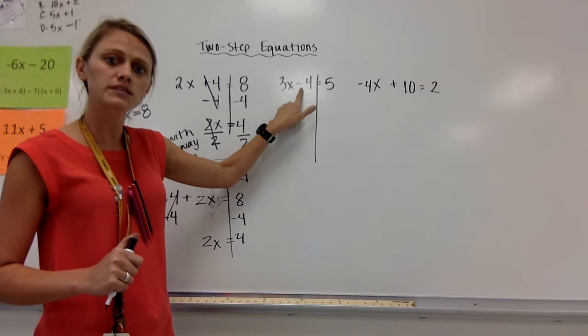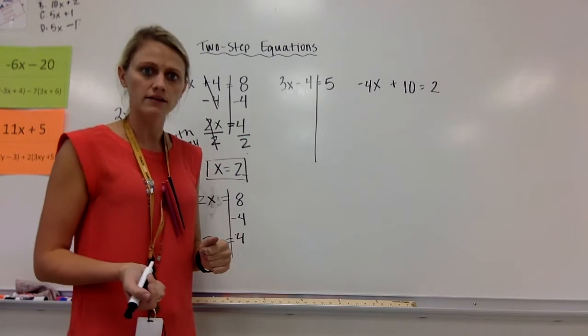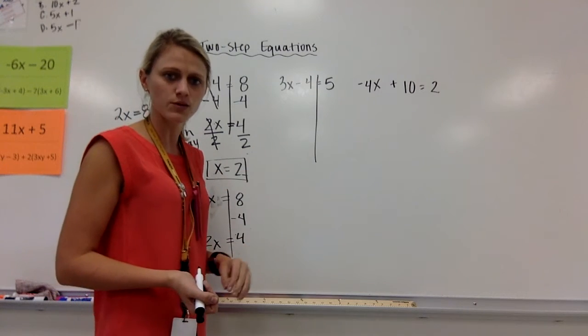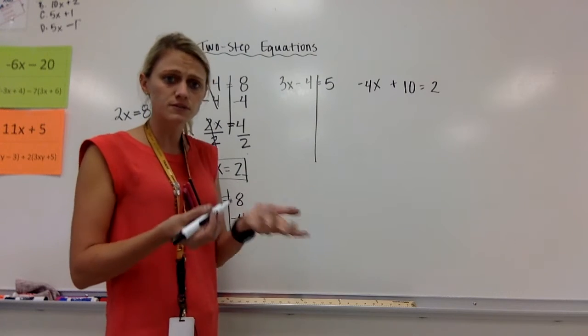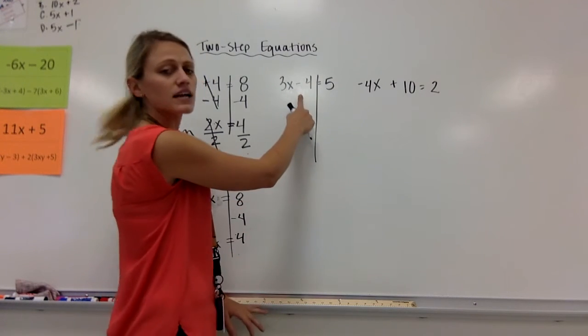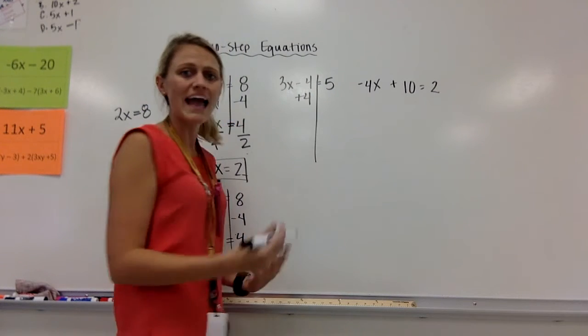This time, though, this was a minus 4. Okay, we have to undo that, right? We're trying to move it over there. We got to get rid of it. We have to undo subtraction. Opposite of subtraction is addition. So instead of subtracting 4, I'm going to undo it by adding 4.